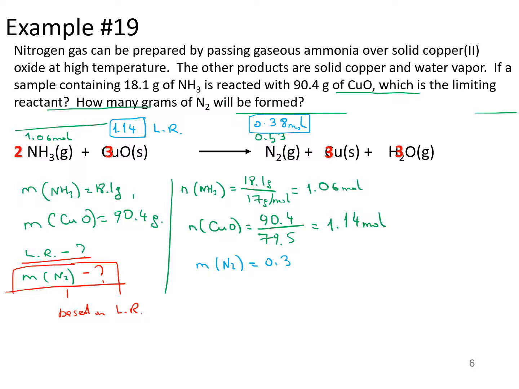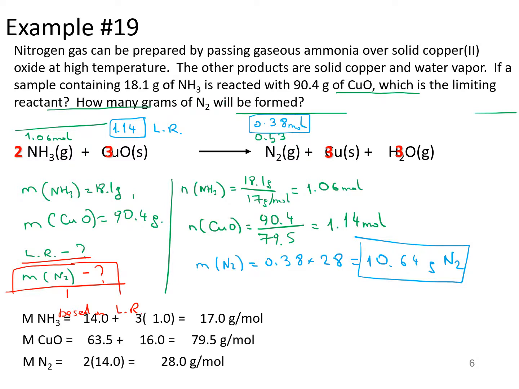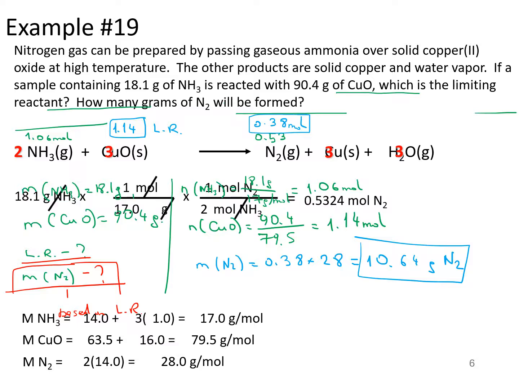Therefore, out of these two, because this produces less product, this is my limiting reactant, and it is actually how much product is going to be formed, 0.38 moles of nitrogen. And now to find the mass of the N2, I'm going to do 0.38 times 28. And that gives me 10.64 grams of N2. That's how much nitrogen I'll get. So once again, pay attention that we did all our calculations based on the limiting reactant. And that's the one that gives us less product.